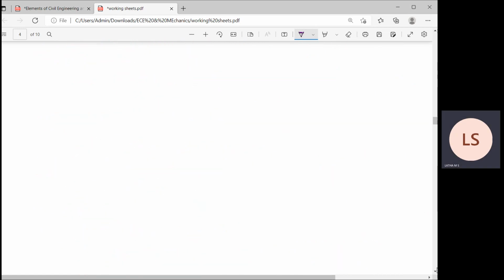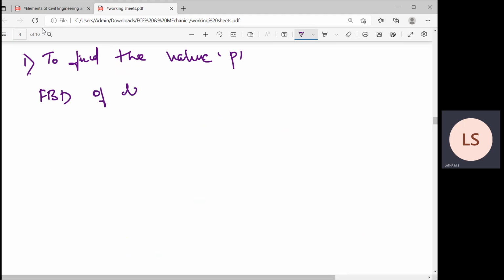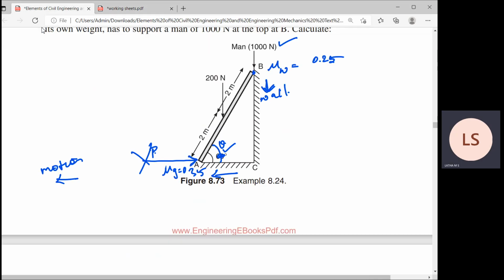Okay, I'll take a new sheet. Right. First, the first unknown is to find the value of P. What is the free body diagram? Free body diagram of the ladder we have to draw at first. Whenever students you draw the free body diagram, that will tell you that you know the problem exactly. You are analyzing the problem correctly. Okay, I'll draw the free body diagram.